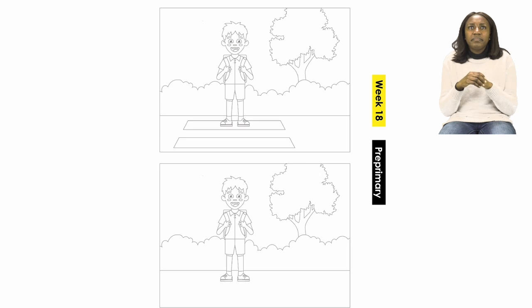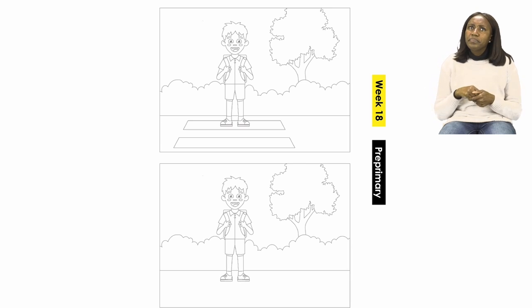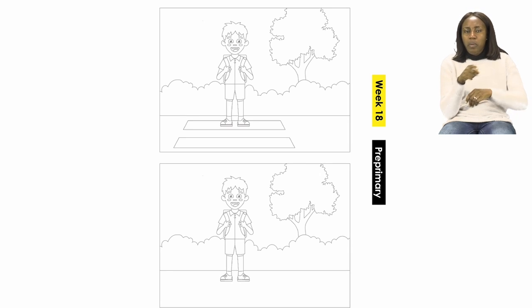Oh yes, of course there is a difference. If you look carefully at the picture, you will see that in the first picture, the boy is standing on a shape. Now you will see that there are more of the same shapes. Now this is what we call a crossing.